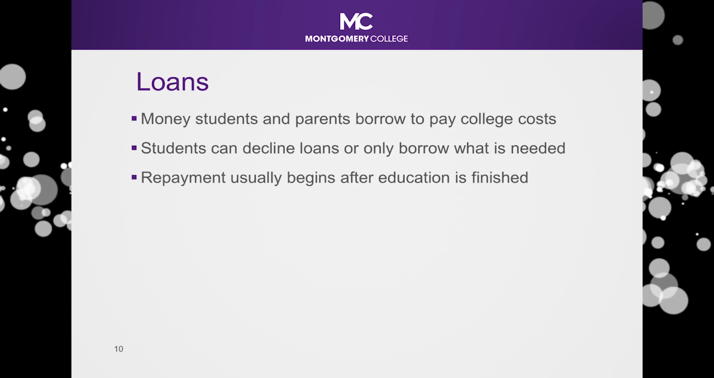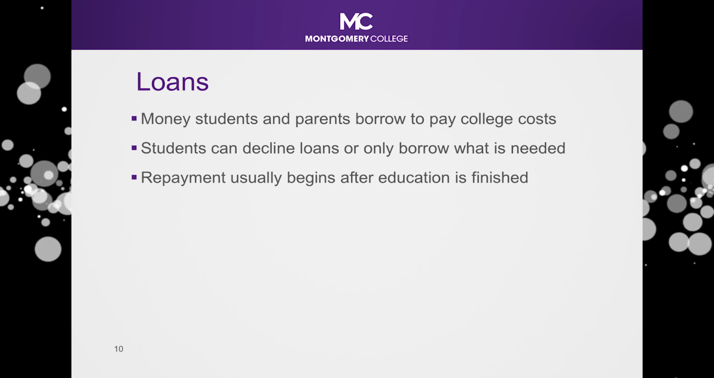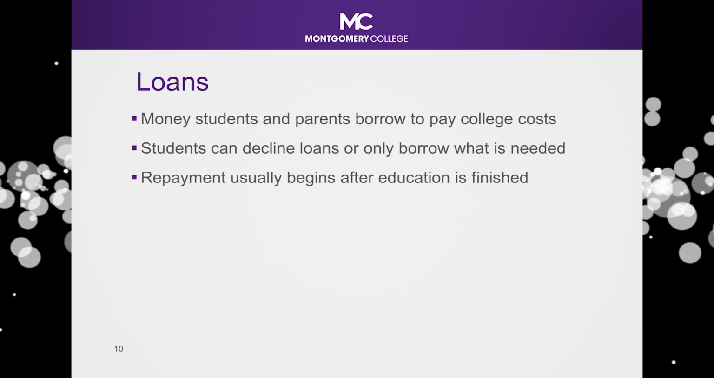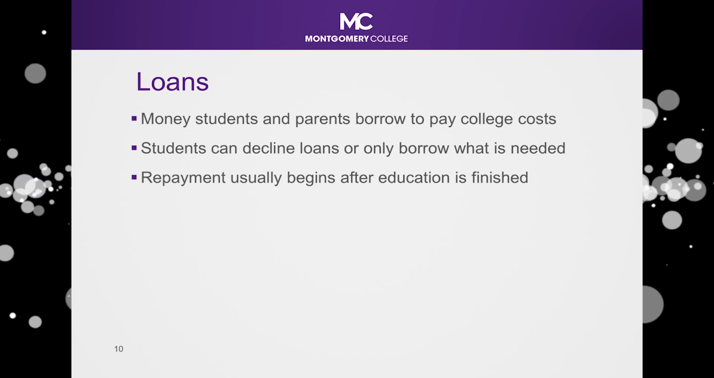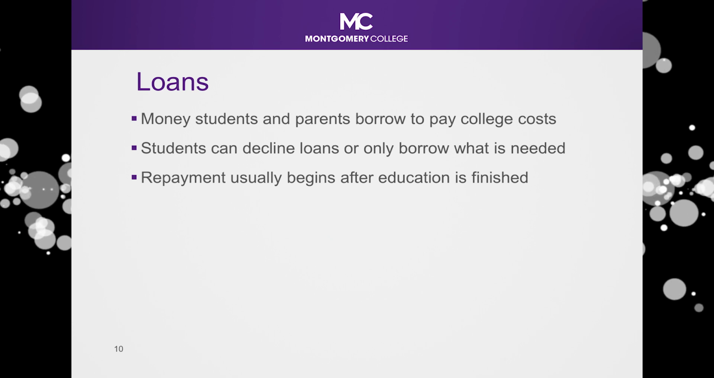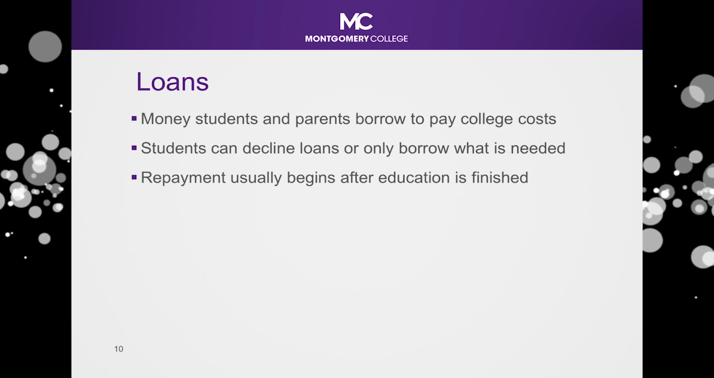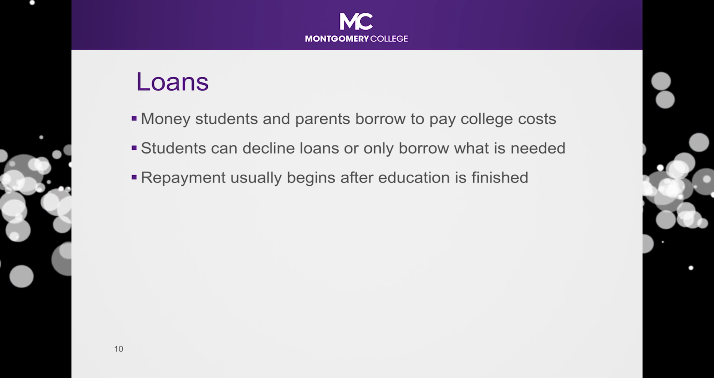Loans. Loans are money students and parents borrow to pay for college costs. In most cases, especially at four-year schools, you will always be awarded a loan. You do not have to accept a loan. When we award loans, we put it out as offered, and you can accept it. Even if you're at a school that puts it out automatically, you can decline it.